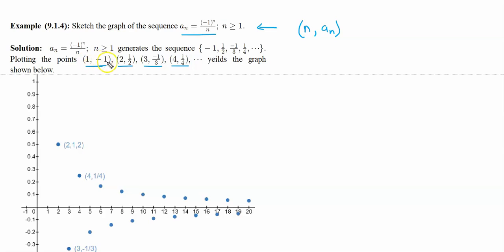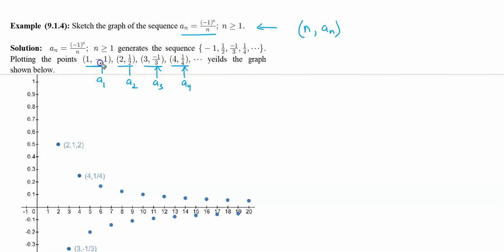Notice 1, -1. That -1 is a sub 1, right? If we put 1 in here for n, we get -1 to the 1 over 1. Well, that's just -1. That 1/2 is a sub 2, right? If we put 2 in here for n, -1 squared is 1 over 2. The -1/3, that's a sub 3, okay? If we put 3 in here for n, -1 cubed is -1 over 3. And then this, of course, is a sub 4.